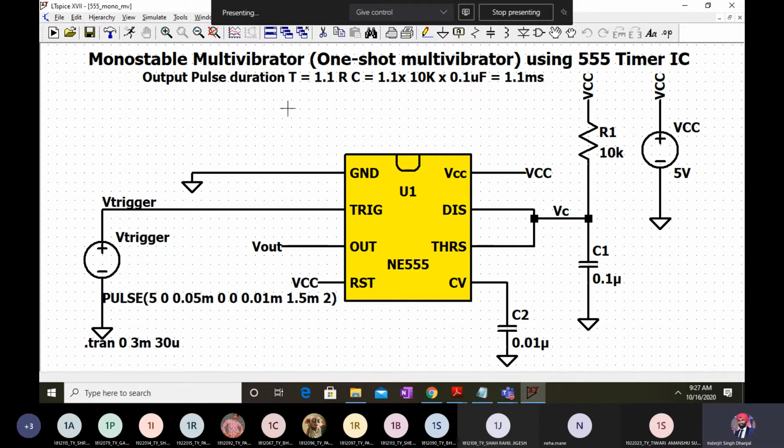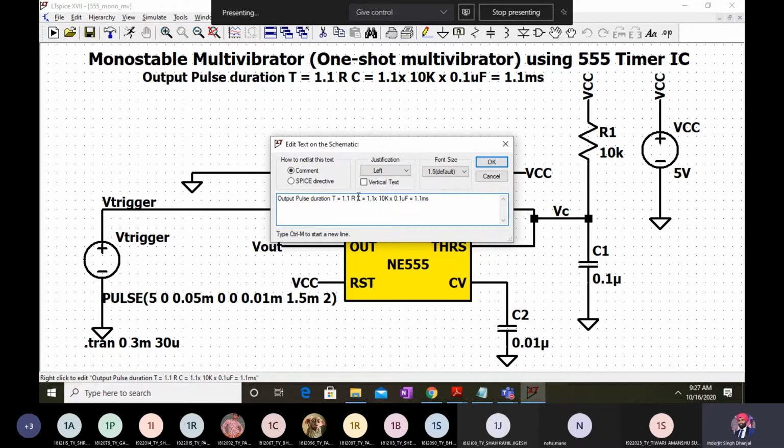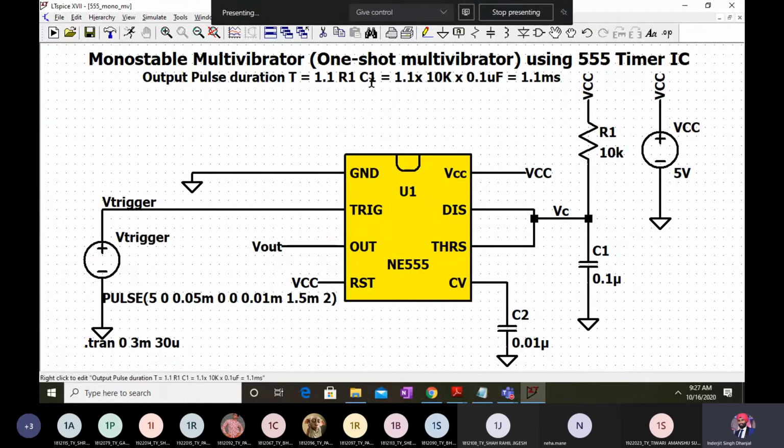So your output pulse duration T is given by 1.1 times R1 into C1. In the formula we have written R into C; we have to write R1 into C1. Now that's fine. 1.1 into 10k, R1 is 10k over here, and C1 value is 0.1 microfarad. So if you work it out in a calculator, 1.1 into 10k into 0.1 microfarad will give you 1.1 millisecond.